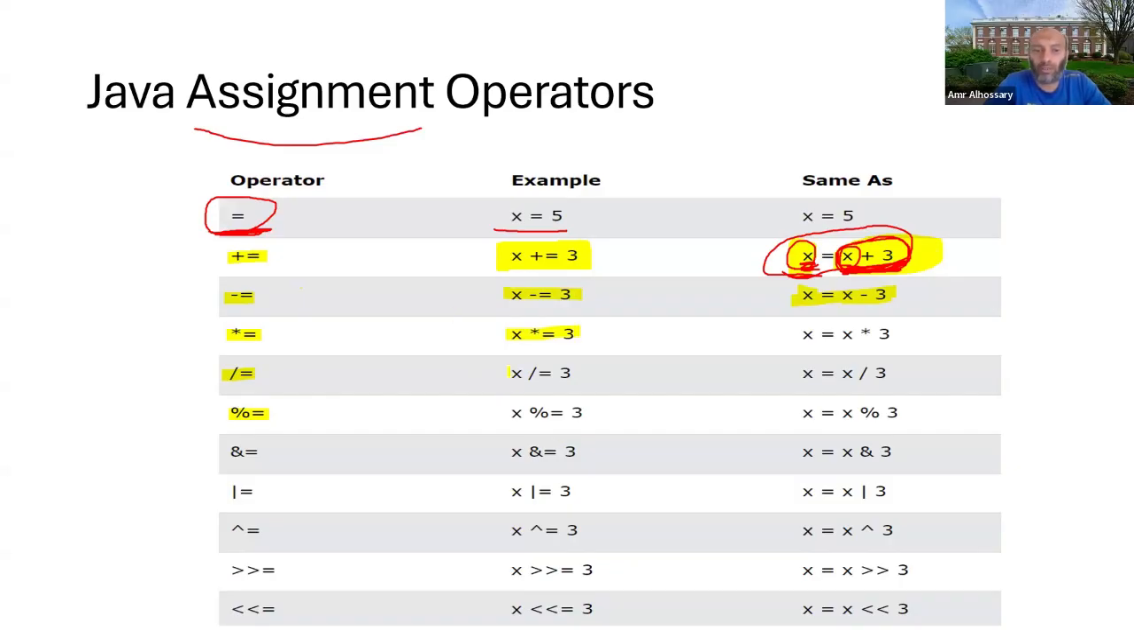Who will explain this operator? X equals x divided by 3. Right. Okay, who is going to explain this? X equals x, the remainder of the division of x by 3. Fine?